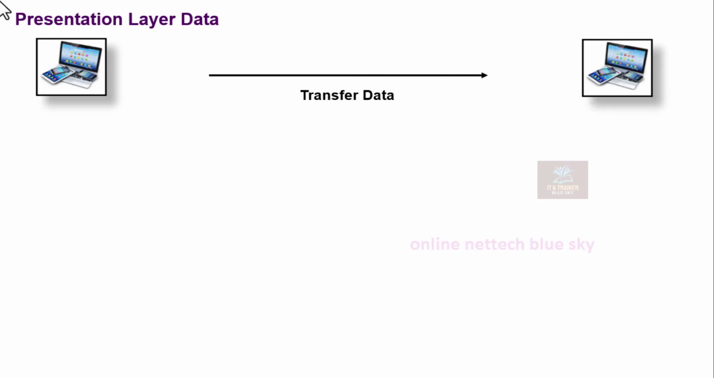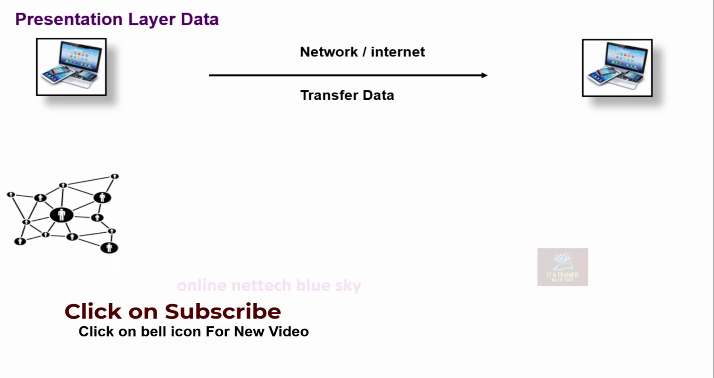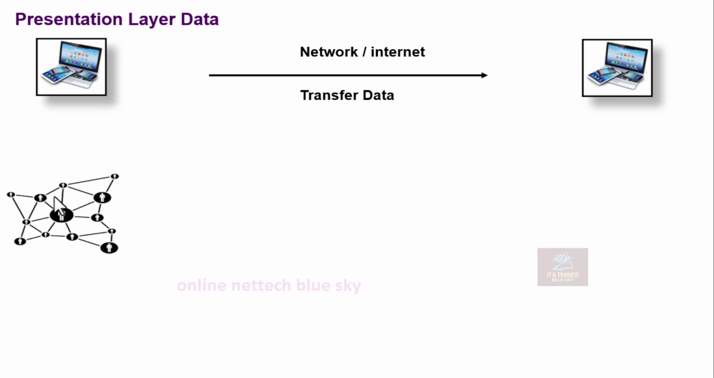So again, I am showing you the presentation layer, and you can see the presentation protocol data unit. How is this? One computer or device is the sender, and a second computer or device is the receiver, and we are using any network or internet, connecting devices directly or wirelessly. So you can see here this is the presentation layer and how it works on the data unit.